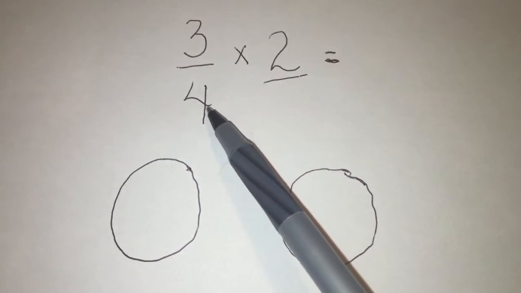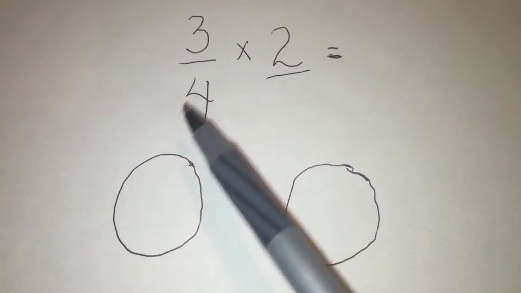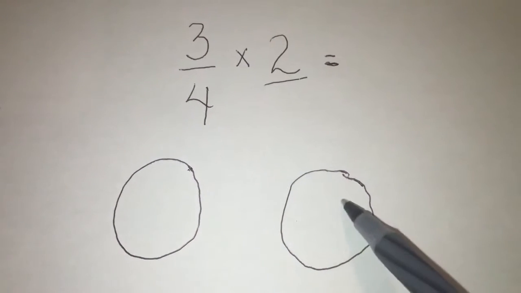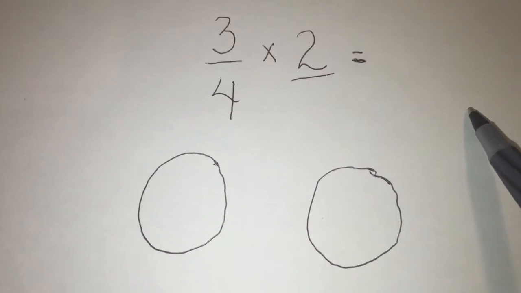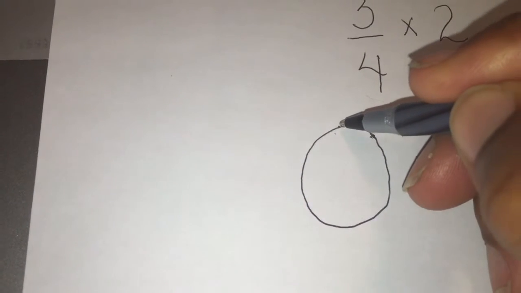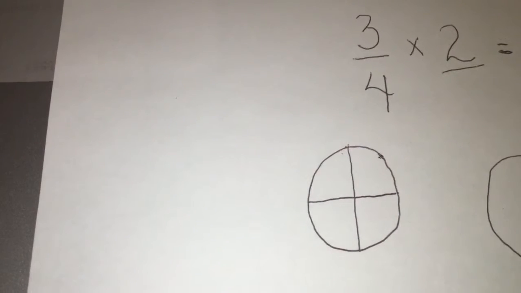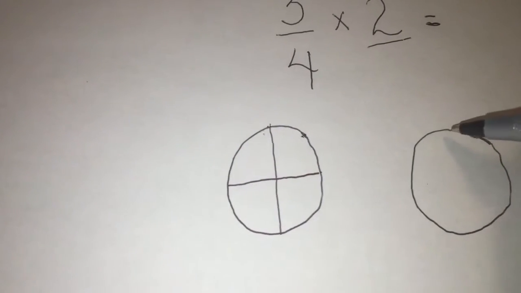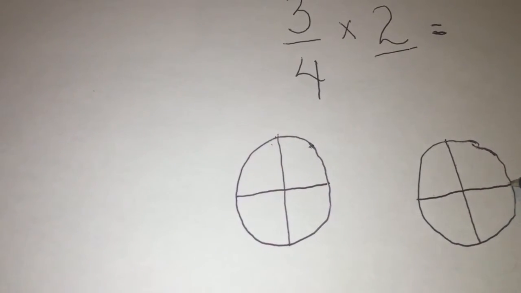Then I look at the denominator. The denominator is 4. That tells me the number of parts each circle is going to have. So each circle is going to have 4 parts. Watch me as I add the 4 parts to each circle. That's 2 parts. And I've broken those 2 parts in half. That's 4 parts.